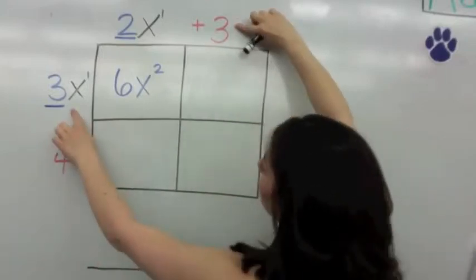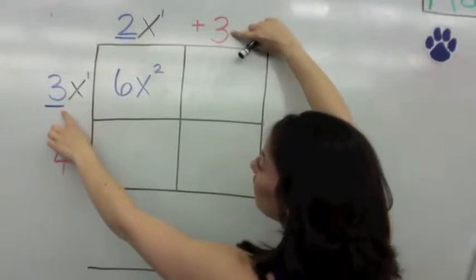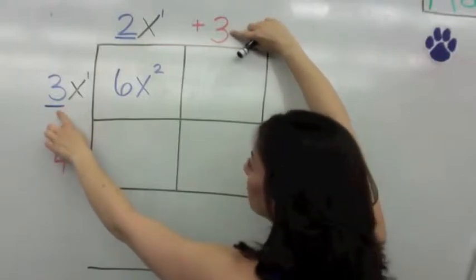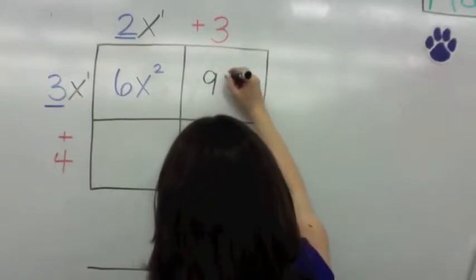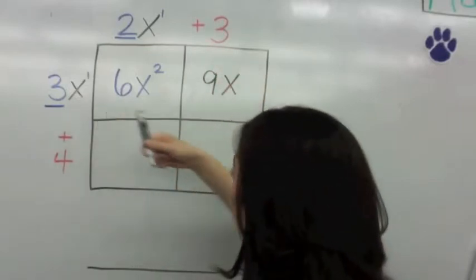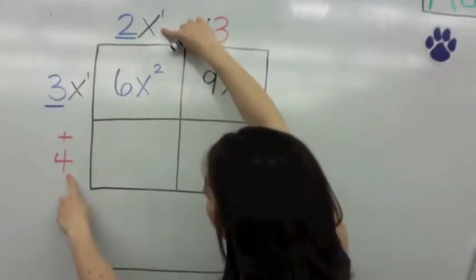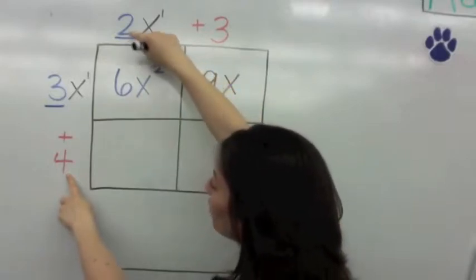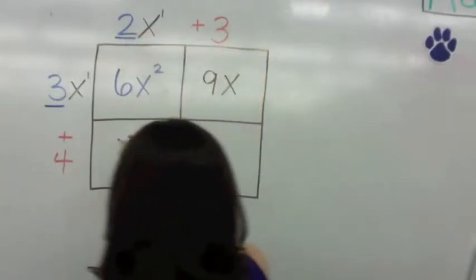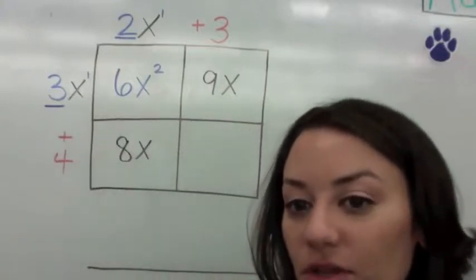What about 3x times 3? Remember, you have to multiply the coefficients together. 3 times 3 is 9, but that's actually 9x. So don't forget about the x. All right, now in this bottom left square, we have 2x times 4. Just multiply the coefficients. 2 times 4 is 8, but then there's also an x. Okay, very nice.